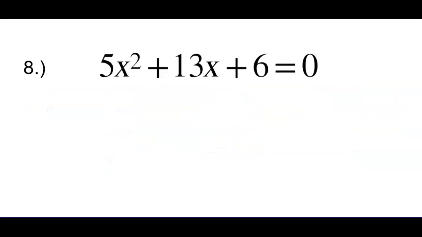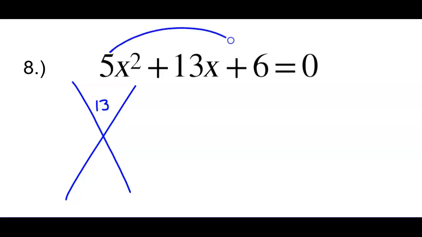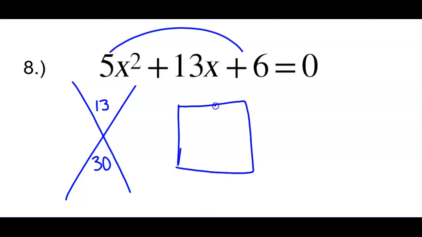Oops. So number 8 looks like this. Is it in the right order? Fantastic. Set up your diamond. Any different from what I've been doing? Nope. My B is 13. My A times C is 30. I need to find the factors of 30 that add to 13. Is it going to be same numbers or same signs or different signs? This is positive, so same signs or different signs, and what are they going to be? Okay? So come with this one finished, please.